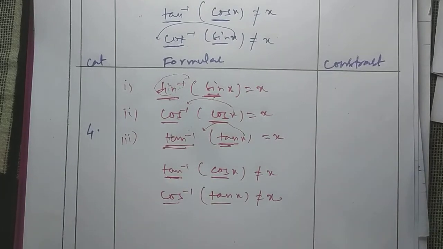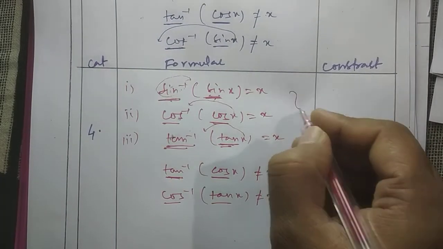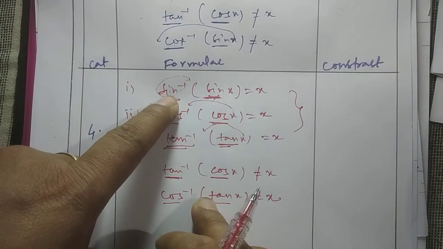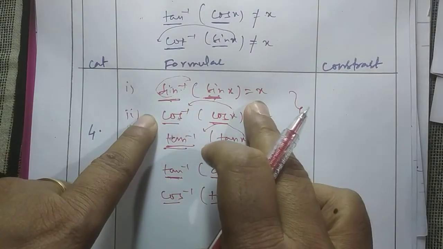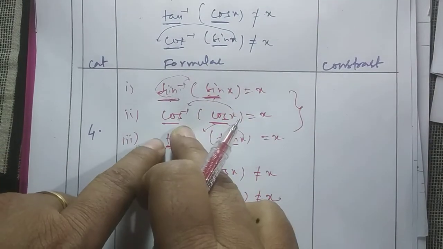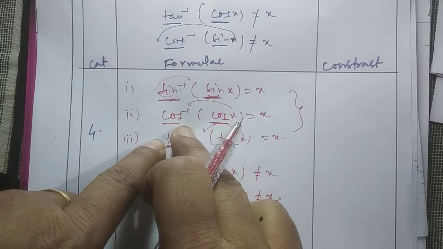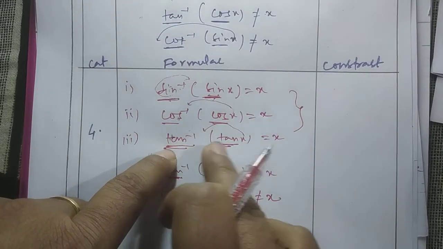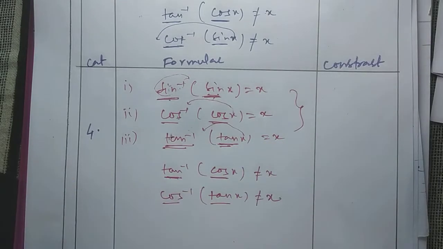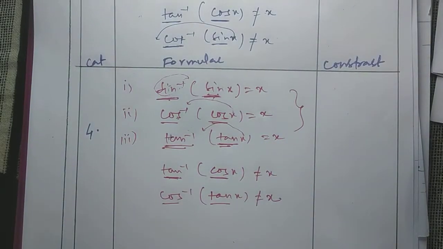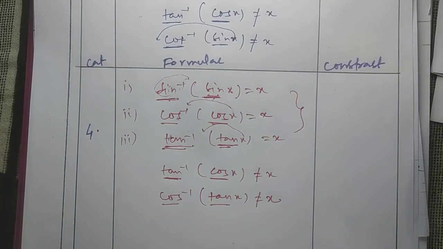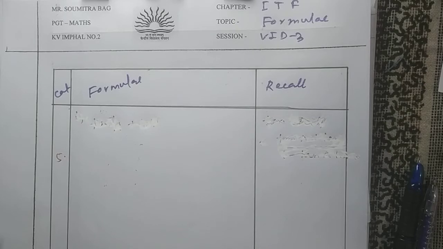Understood? So in this way, here we have three formulas to be remembered. And these are: sin inverse of sin x will be equal to x because both are matching. Similarly, cos inverse of cos x will also be equal to x, and tan inverse of tan x will also be x. So in this category, only these three formulas are sufficient to remember. Understood? Now let us come to category 5.